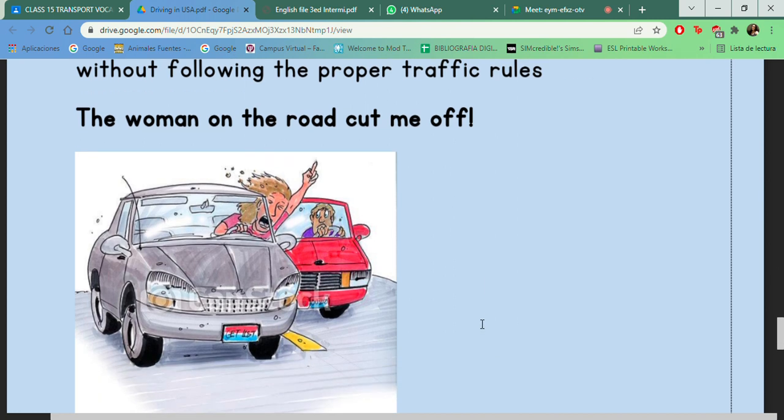The woman on the road cut me off. Well, this is very common here in Argentina, to cut people off, I think. What do you think?